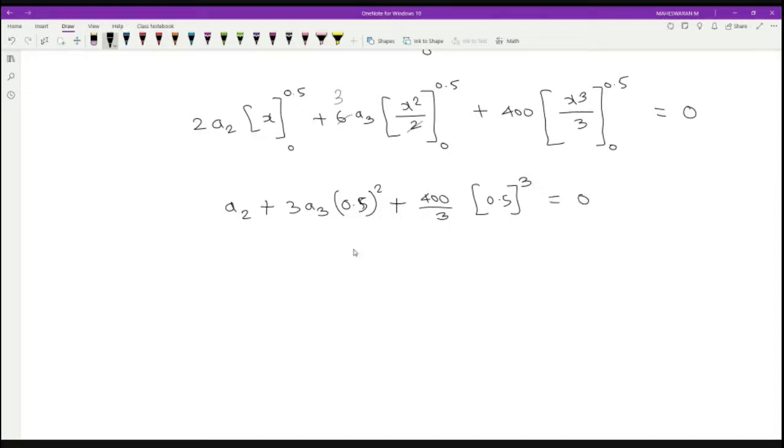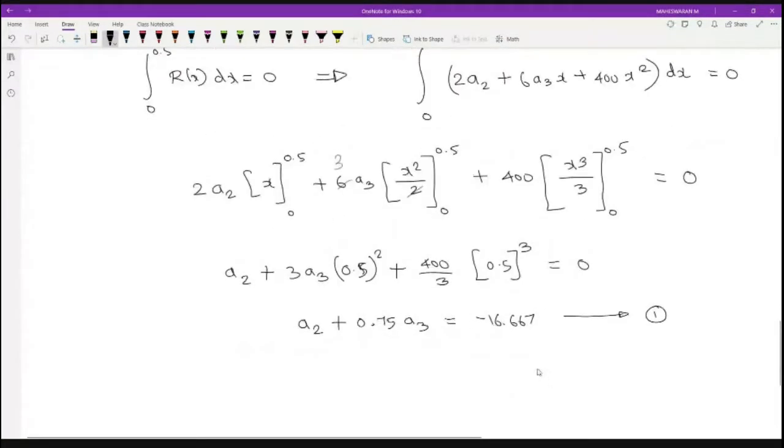Can you tell me what will be the equation here? You have a2 plus 0.5 squared into 3, so you're getting 0.75 a3 is equal to this one. Bringing it to the other side, we're getting around minus 16.667. Let me consider this as equation 1. This is my first equation.